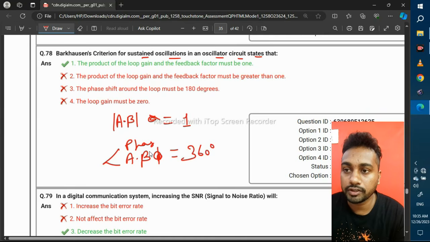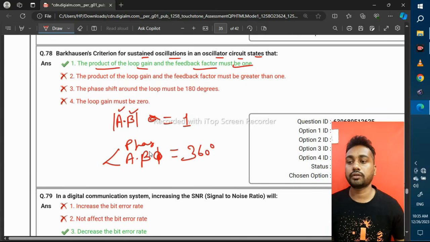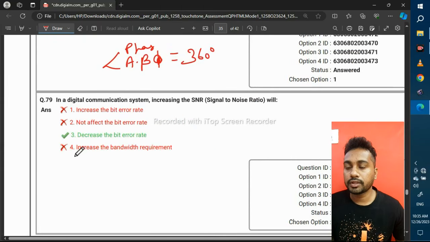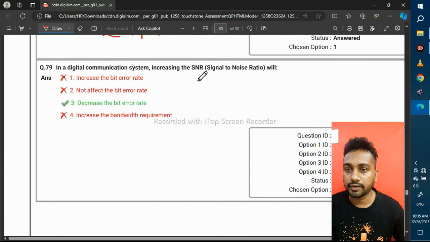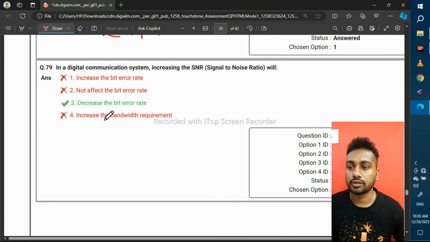So here in the option it is written the product of loop gain and the feedback factor equal to 1, must be 1. So this is right only. In a digital communication system, increasing the SNR will decrease the bit error rate. It will increase the performance of the signal and it will decrease the bit error rate. Okay, so this is right only.